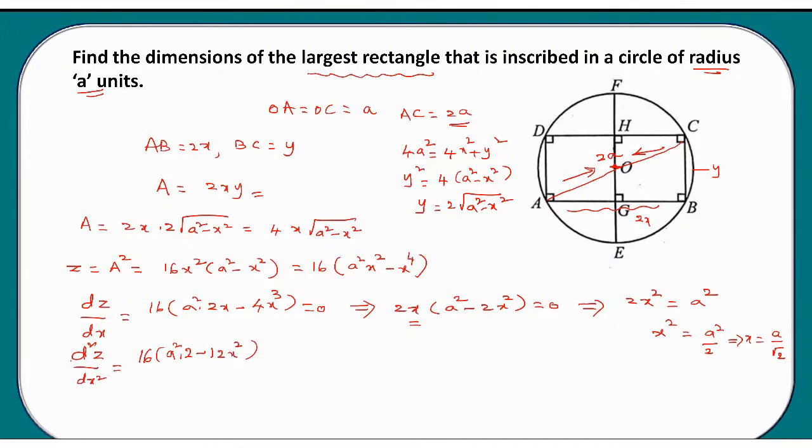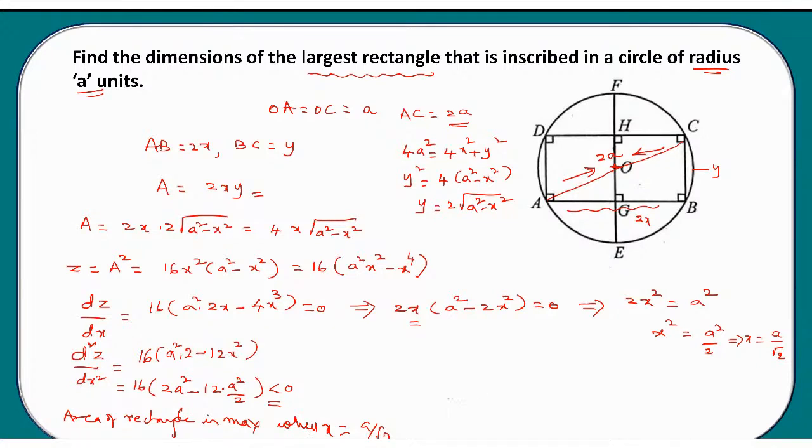So at x square is equal to a square by 2, if you substitute, 16 times of 2a square minus 12 into a square by 2, that is less than 0. Since the second derivative is less than 0, the area of the rectangle is maximum when x is equal to a by root 2. The question is to find the dimensions.